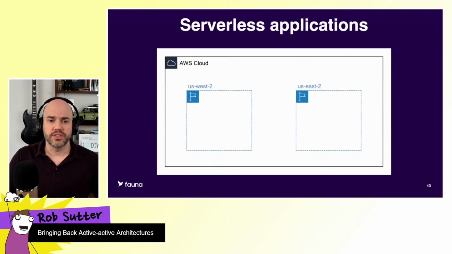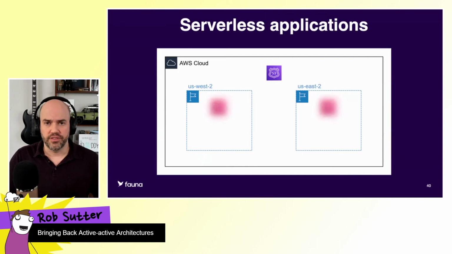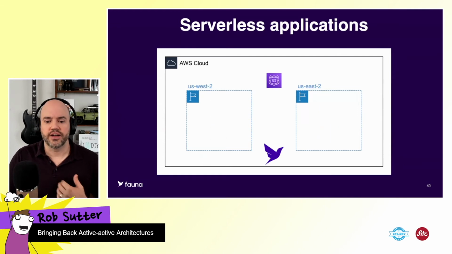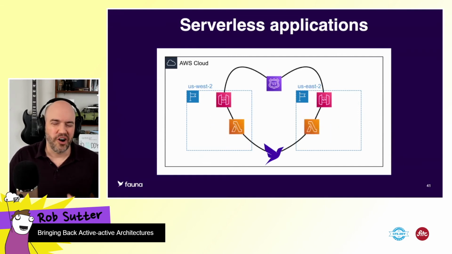To recreate it with a serverless application, just give yourself a couple of regions, add Route 53 with latency-based routing above it, an API gateway in each region, AWS Lambda functions to handle your business logic, and a data layer underneath like Fauna or DynamoDB with global tables. I like this application so much that I call it the serverless heart. My heart is in this architecture.